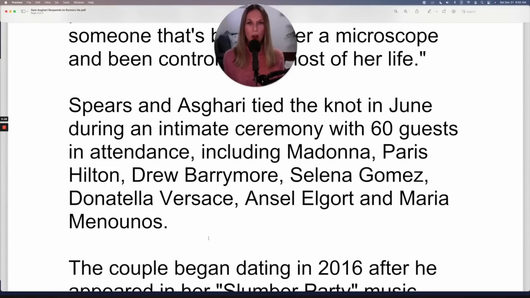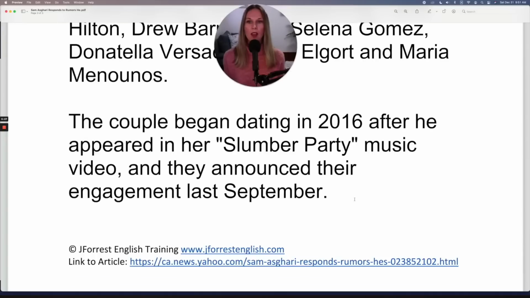Spears and Asghari tied the knot in June during an intimate ceremony with 60 guests in attendance, including Madonna, Paris Hilton, Drew Barrymore, Selena Gomez, Donatella Versace, Ansel Elgort, and Maria Menounos. The couple began dating in 2016 after he appeared in her Slumber Party music video, and they announced their engagement last September. Amazing job with that article.